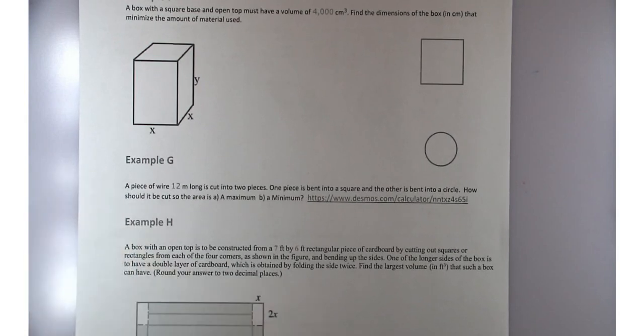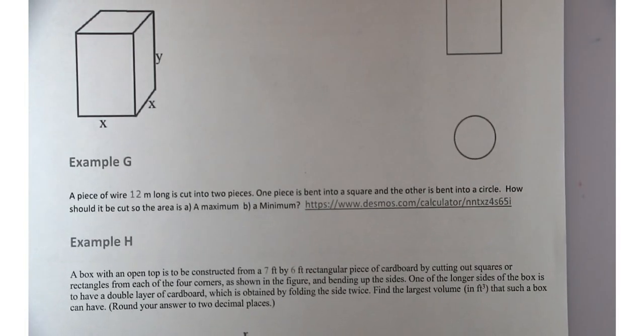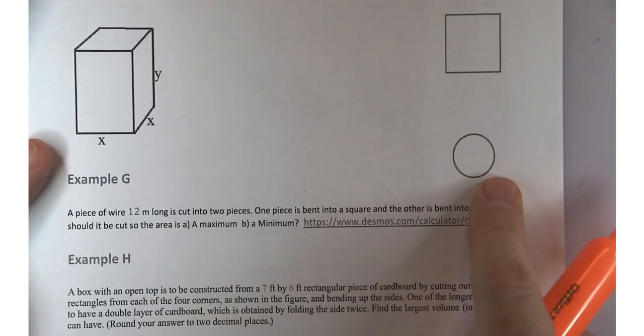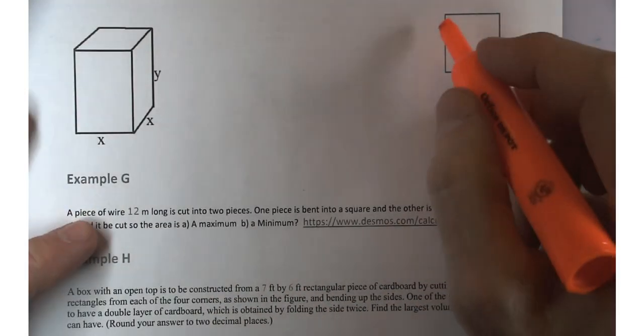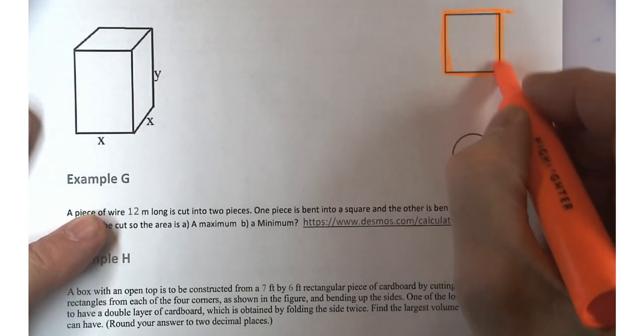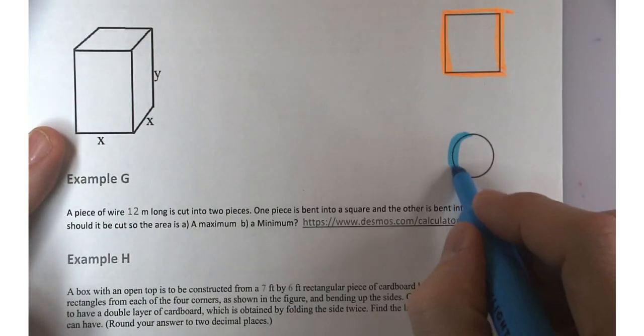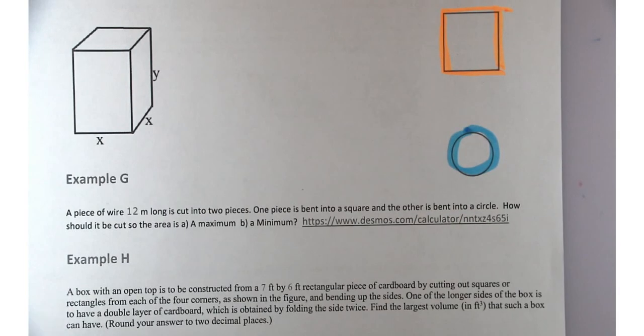So let's try and do a couple more while time permits. You're going to bend a piece of wire 12 meters long into two pieces. One's bent into a square, one's bent into a circle. So the total wire that you have to work with is 12 meters. Okay, so some goes to the circle, some goes to the square. I want to try and find, well, how should you cut things so that you get a minimum in one and a maximum in the other?